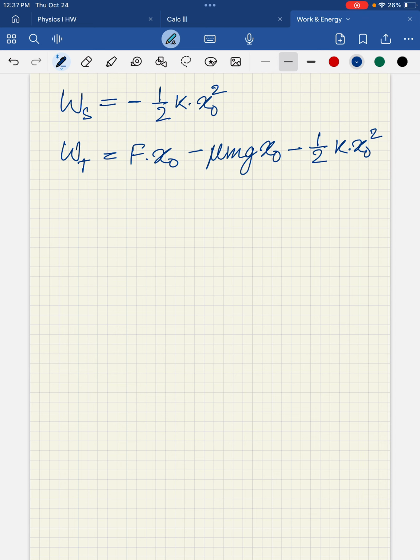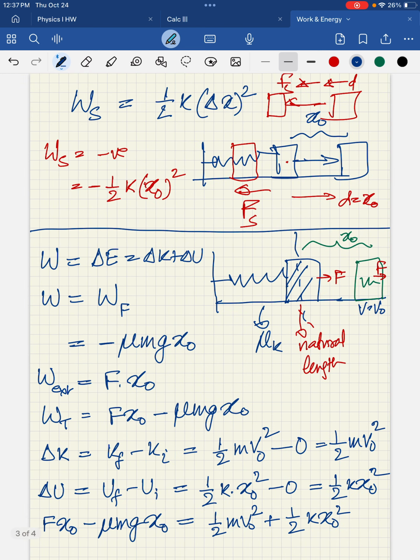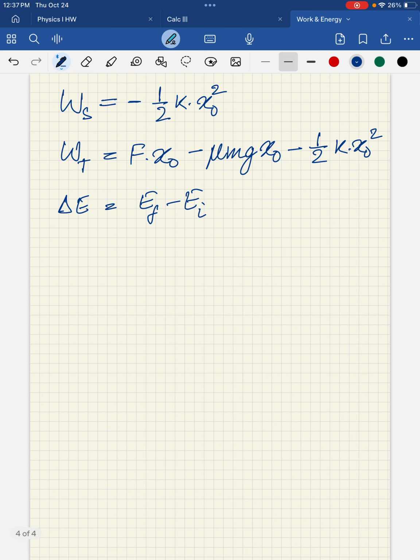Now the delta E part is equal to EF minus EI. As we said, there is no potential energy. The only thing we have to worry about is delta K, because we have already used the spring on the left hand side, right? And delta K is basically half mv square. We have already calculated it over here, right? So all we have to do is say half mv0 square, and then we plug everything back into the equation.